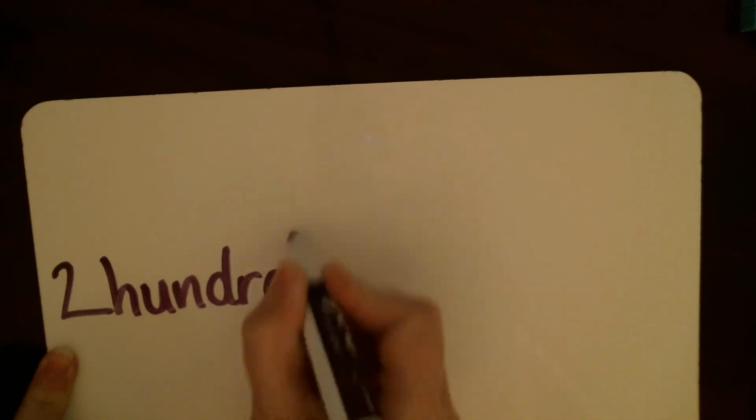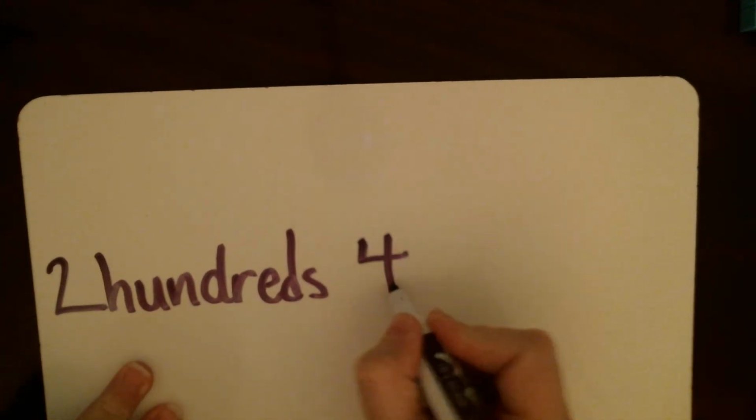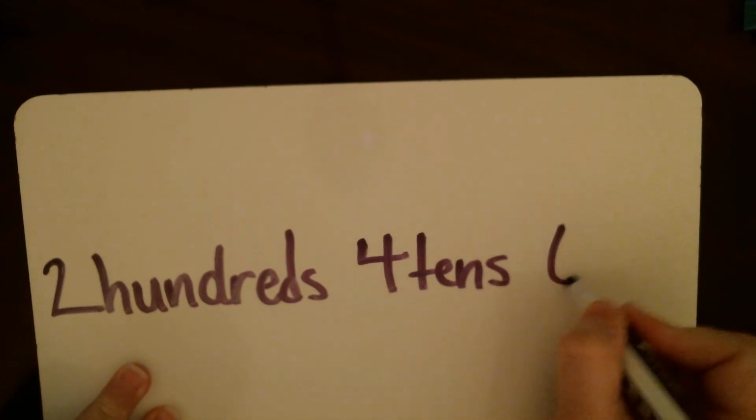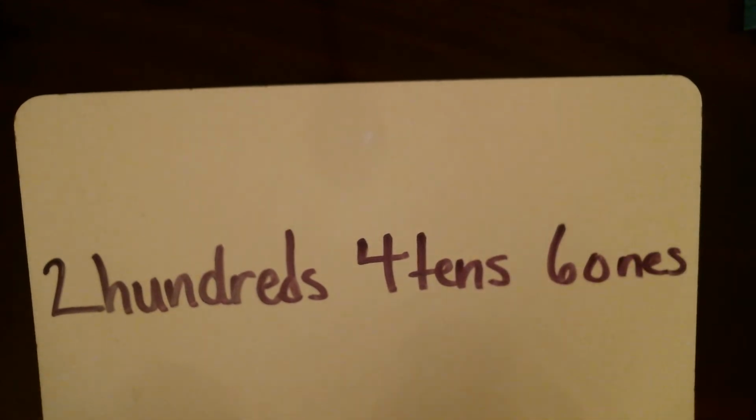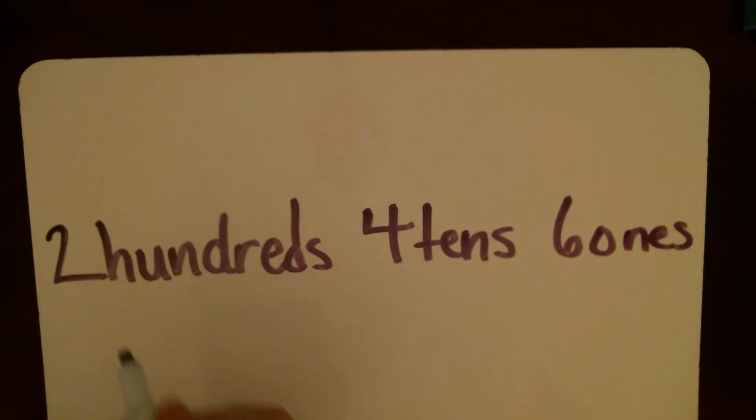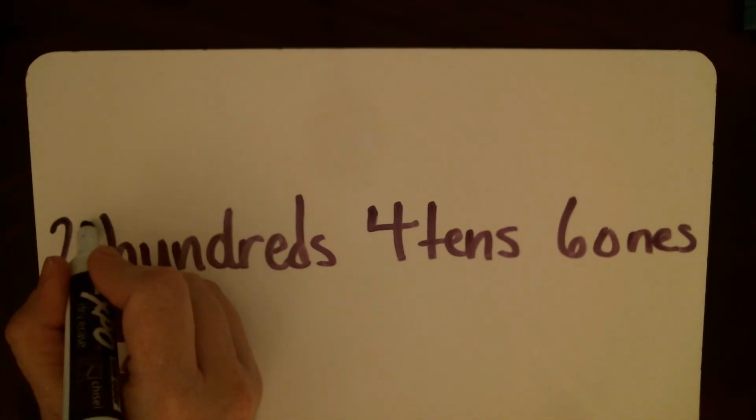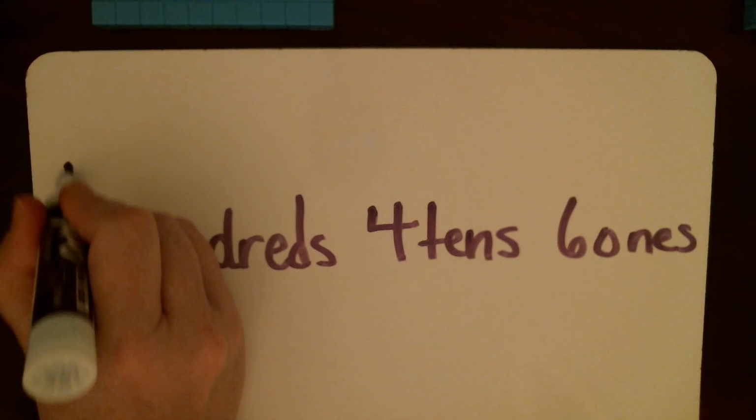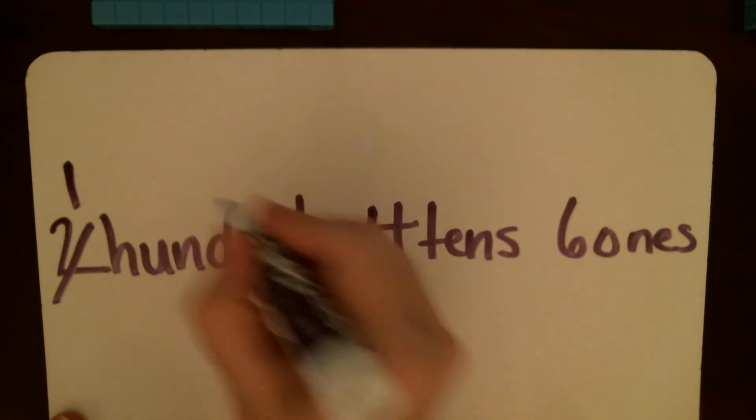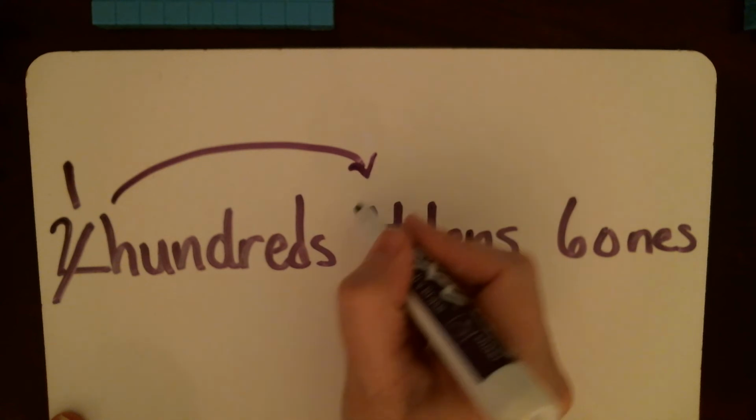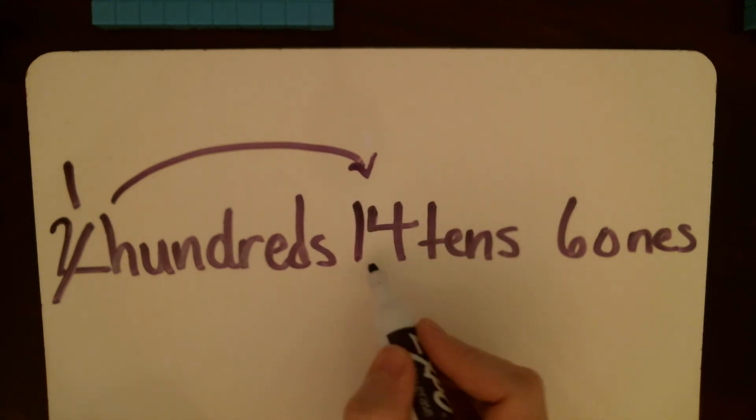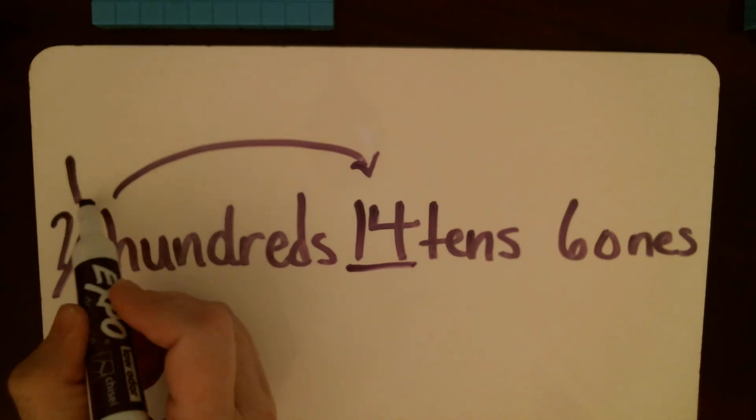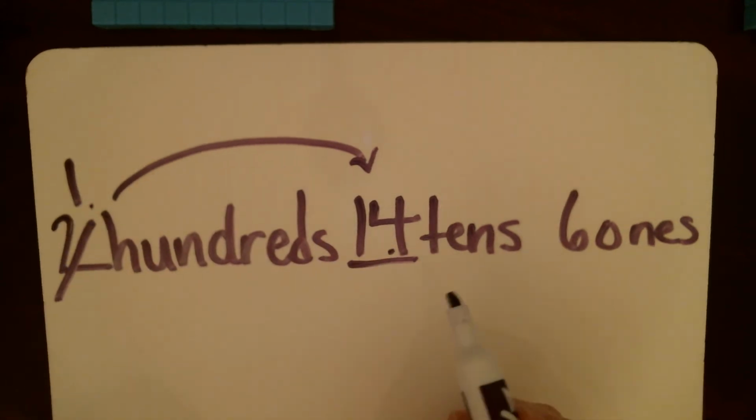And we can do the same thing. Let's say I have 2 hundreds, 4 tens, 6 ones, all right? And they want me to regroup one of my hundreds into tens. So I no longer have 2 hundreds. If I move one of these hundreds over to the tens place, I now only have 100. I move the other one over here, and I put it right in front there. Now I have 14 tens. I have 100, 14 tens, and 6 ones.